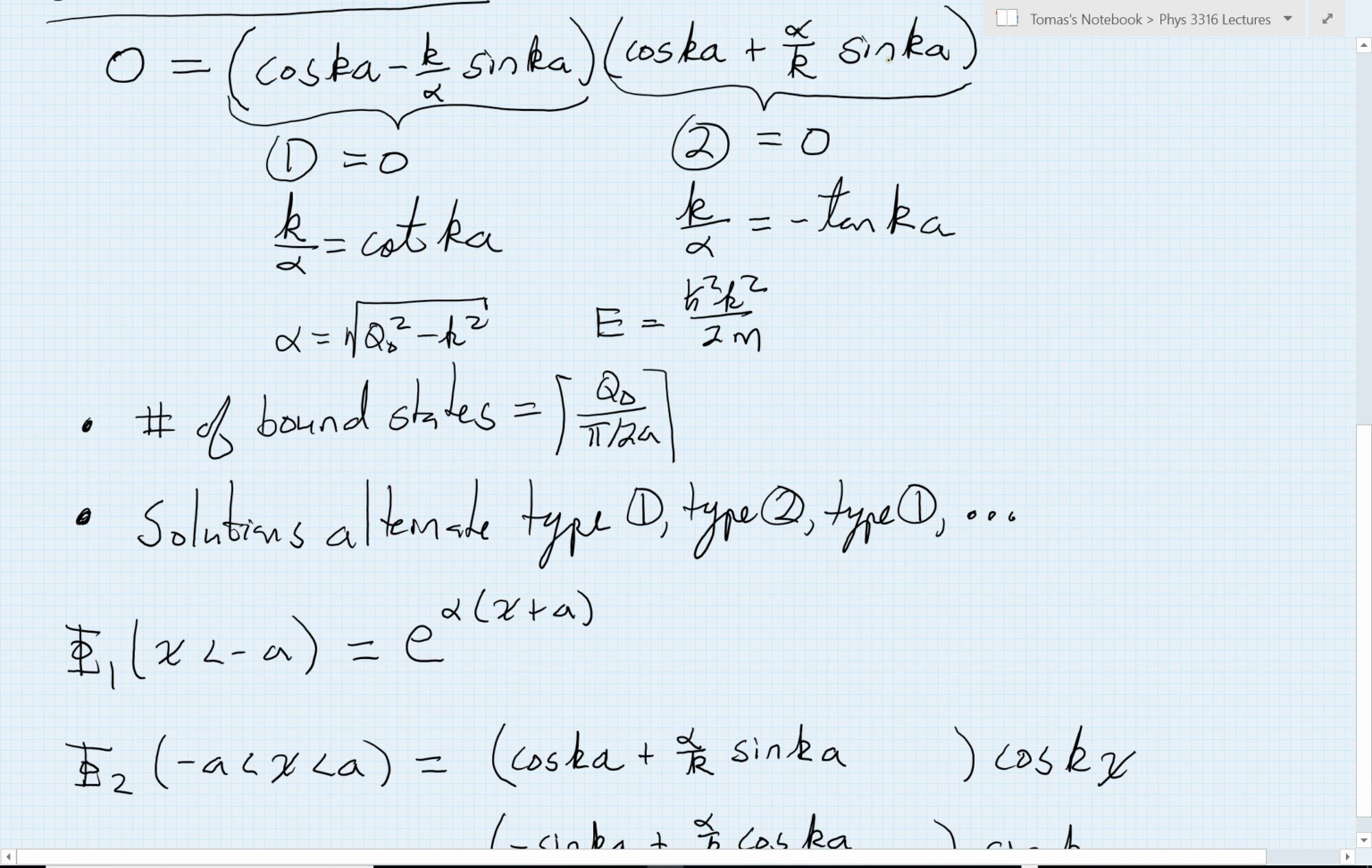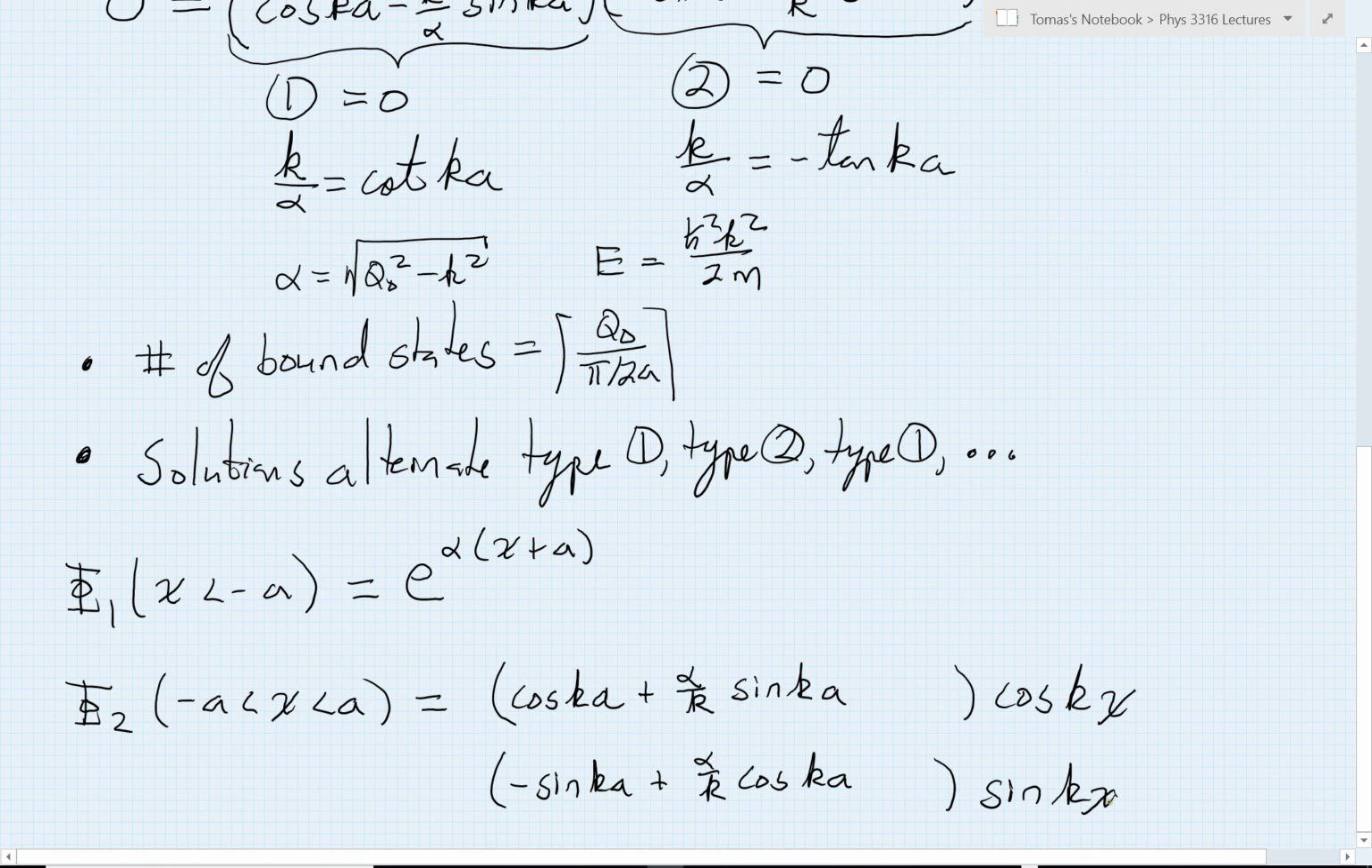Cosine plus alpha over k sine. But that is exactly what I have here, cosine plus alpha over k sine. So this term completely disappears for a type 2 solution. The type 2 solution has none of this. It has 0 here. It has no cosine piece. It only has a sine piece.